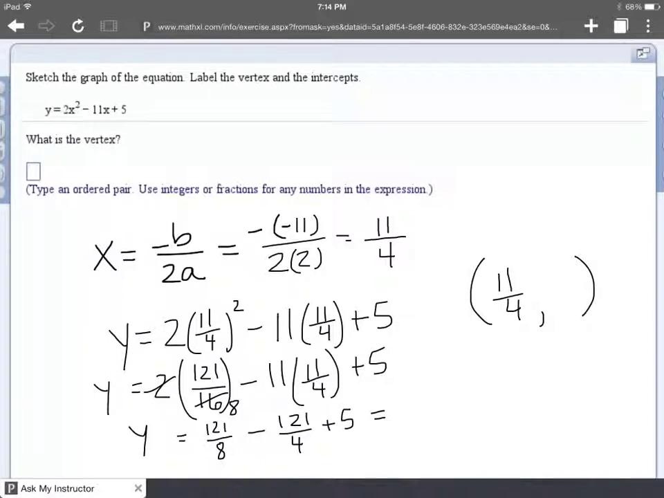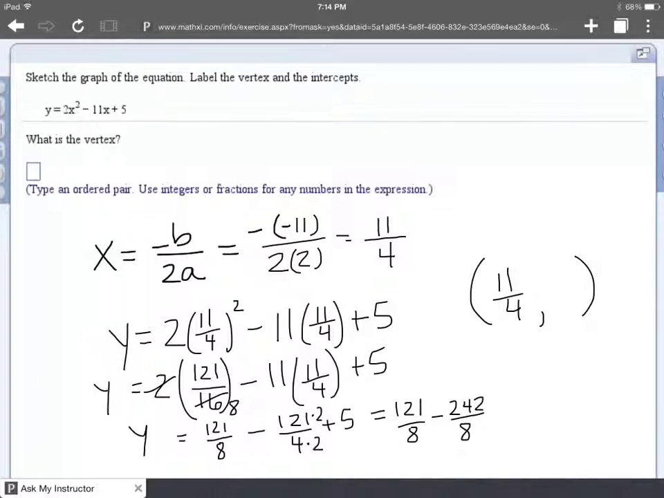So I need these 121s over 8 and over 4 to have the same denominator. So the way that I can get that is to multiply this by 2. That'll give me 8 for the denominator on that. If I do that, I have to multiply the numerator by 2 also. Otherwise, I've changed the value of that fraction, and that just ruins everything. So we can't do that. So we have to change them both by multiplying by 2. 121 over 8 now, minus, that'll be 242 when I multiply that by 2, and then over 8.